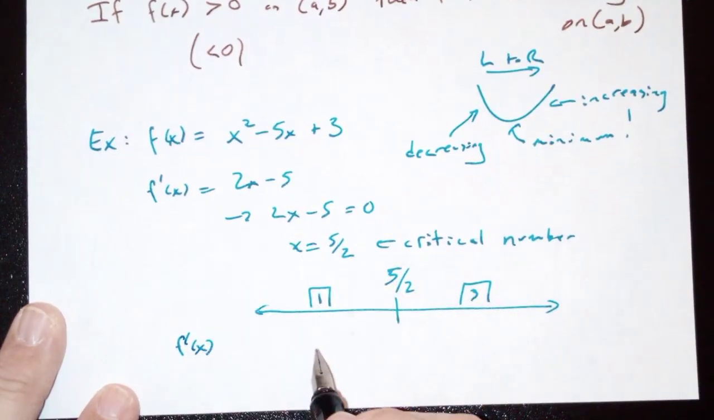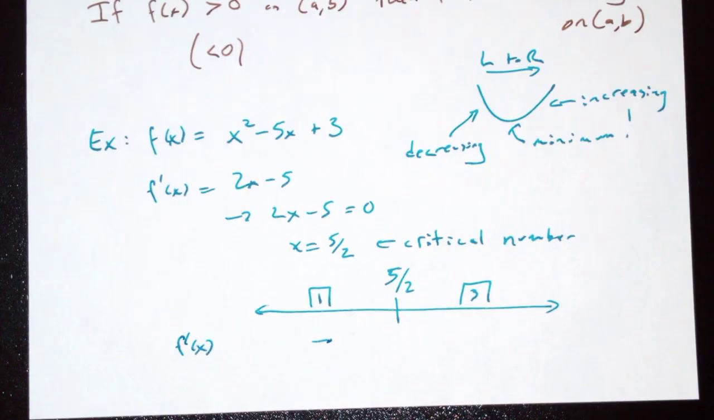2 times 1 minus 5 is negative 3. I don't care that it's negative 3, I just care that it's negative. Now notice, if you'd pick 0, you'd get negative 5. If you pick 2, you'd get negative 1. If you pick negative 16, you'd get negative 37. But no matter what number you pick, as long as it is smaller than 5 over 2, you're going to get a negative answer.